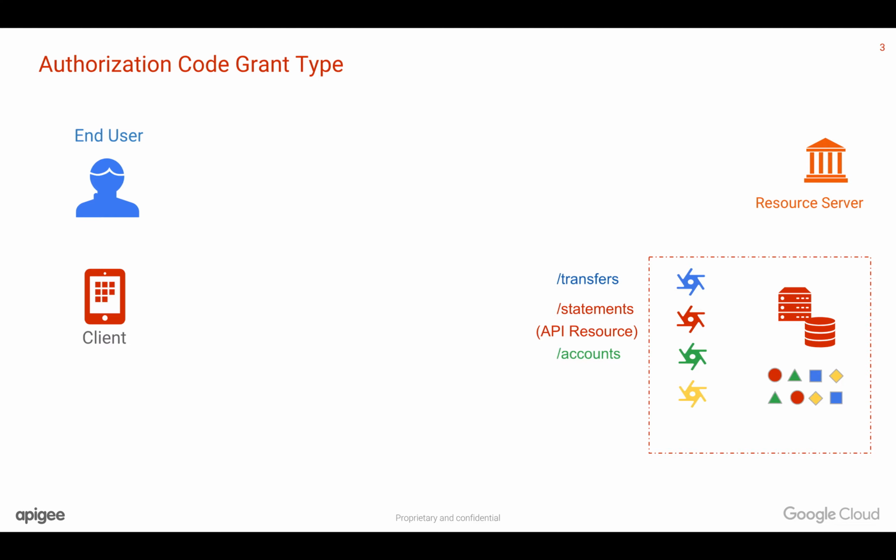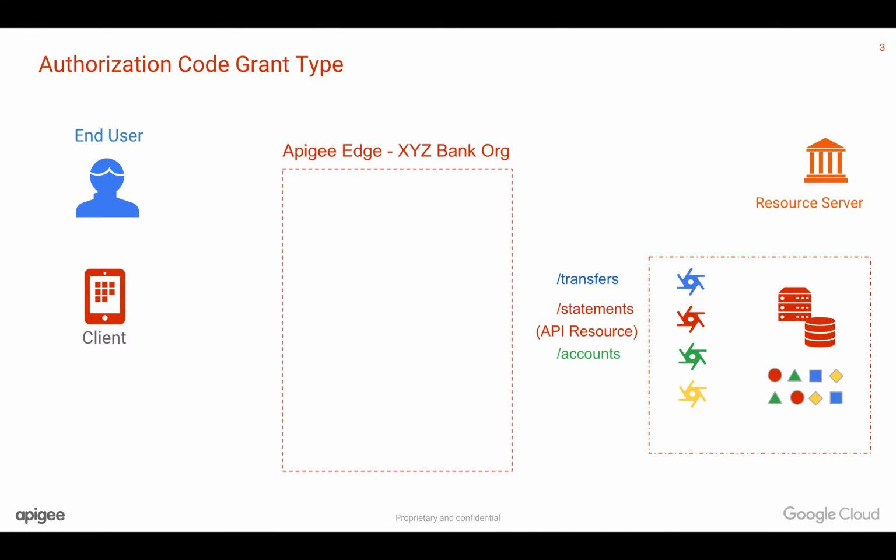In the OAuth 2.0 three-legged OAuth, which is nothing but authorization code grant type, Apigee sits in between the client and the target system, which is acting like an authorization server along with the API management platform. Apigee Edge provides a developer portal.